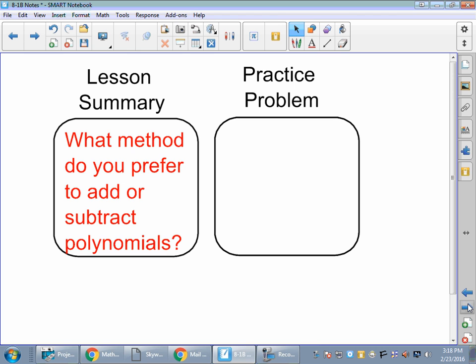And I just have one problem for you to solve. If it will show up, it's not showing up. There we go. I need you to subtract those two. You can use any method. Just make sure that you show your work.